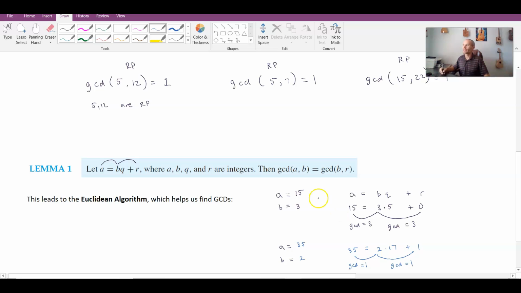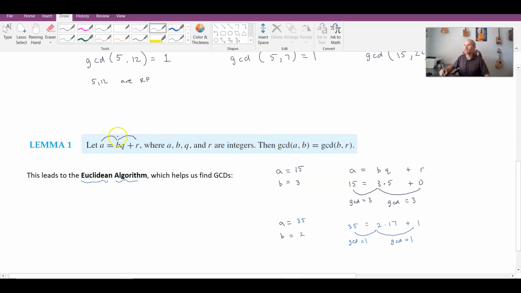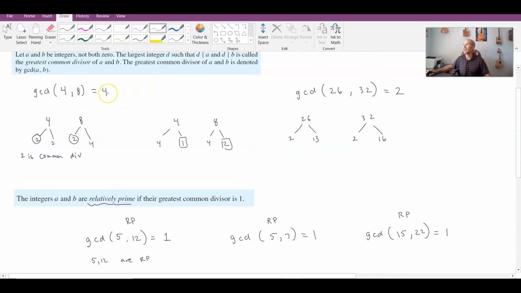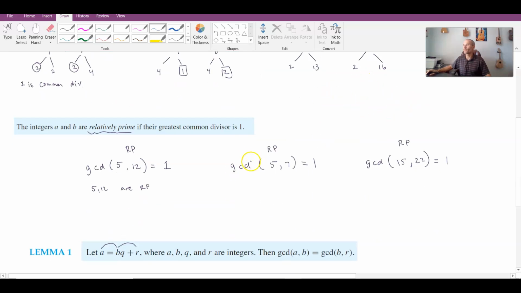But this establishes something incredibly important, which is often referred to as the Euclidean algorithm, named after Euclid, which allows us to find GCDs by exploiting this lemma. Because it relates A and B to B and R, it allows me to construct a series of equivalent statements which ultimately leads me to the GCD between those two numbers. So back up here, we saw that the GCD between 4 and 8 is 4, and between 26 and 32 is 2. So let's focus on 26 and 32.